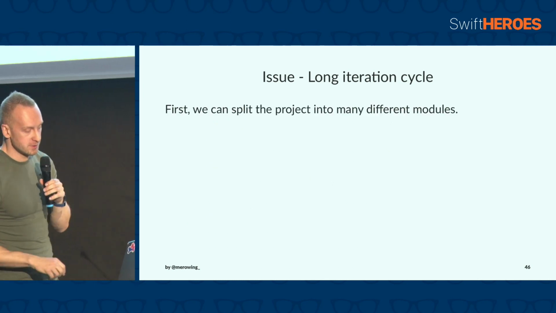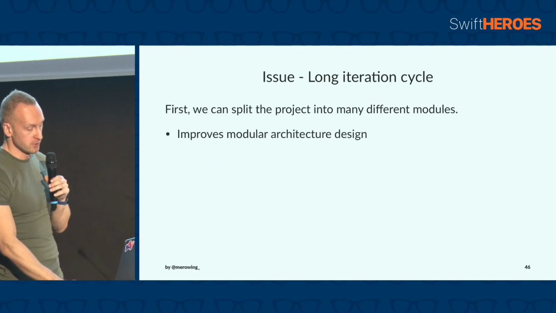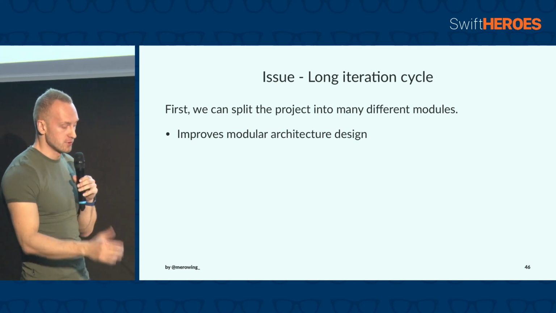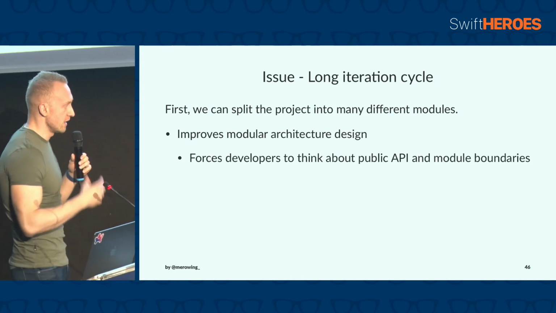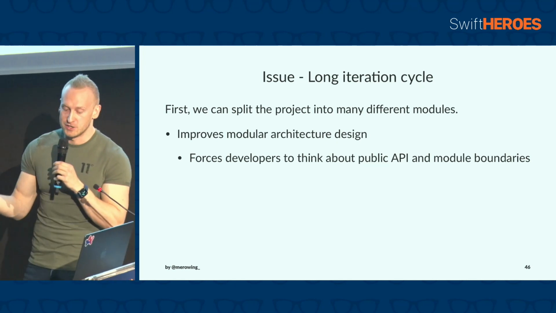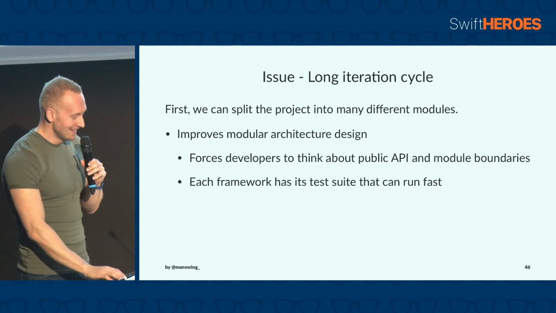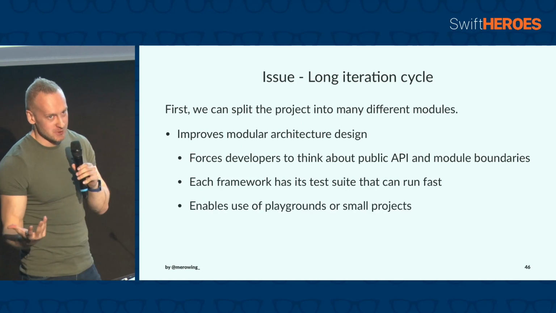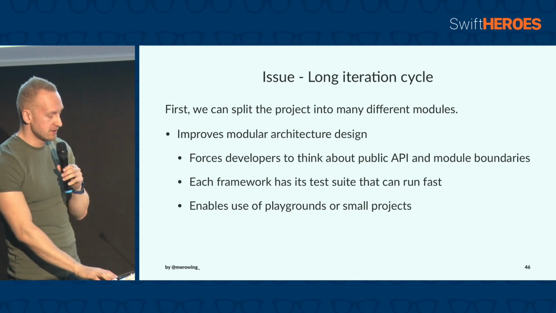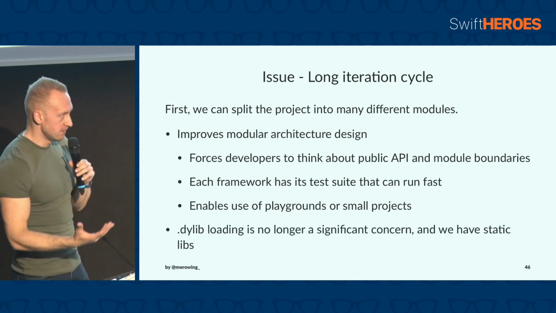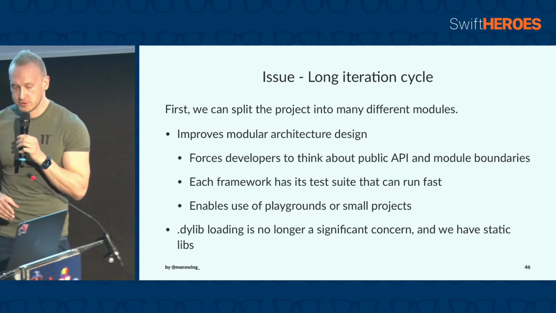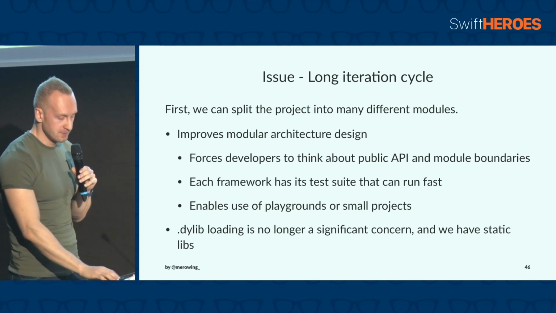So the first thing you can do is split your project into many different modules. A lot of us are doing that. This has a lot of benefits outside of just the iteration cycle because it improves modular architecture design. It forces us to think about the boundaries of our modules and minimizing the public API because all the public API should be tested. We all do tests, right? And the tests will be smaller because each module has its own. It doesn't have to run everything. And you could use playgrounds or small projects, although I don't recommend that. And it used to be that the dylib loading was a problem. That's not really a big concern anymore for most applications because of the improvements that Apple did.